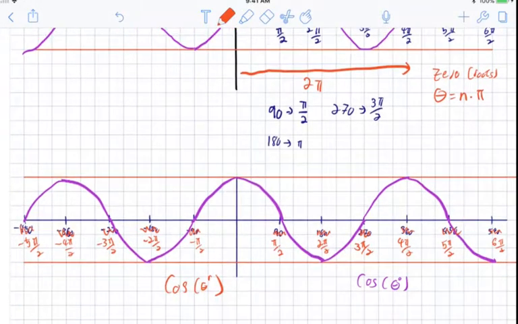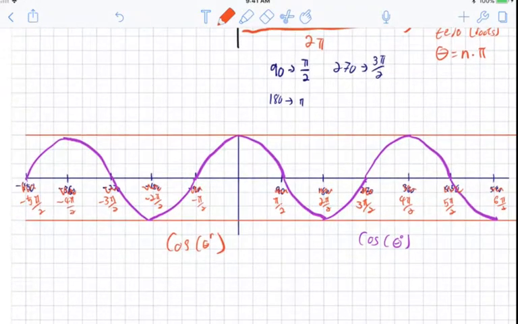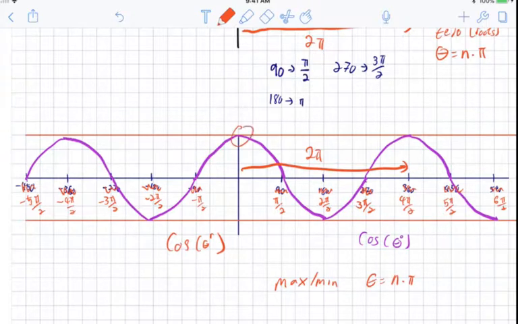Similarly, over here, it's periodic over 2 pi. And it has max and min when theta is equal to n times pi: 0 times pi, 1 times pi, 2 times pi, 3 times pi, minus 1 times pi, minus 2 times pi. And it's going to have roots in between. Everything you know about the graphs of sine and cosine carries over to this.